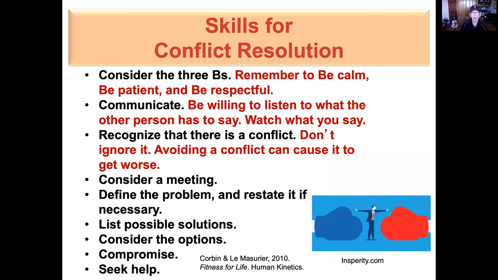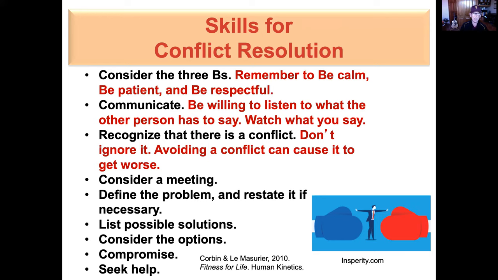Then we provide, and the textbook provides, skills for conflict resolution that the students can look at, study and use in their answers. For example, consider the three B's. Remember to be calm, be patient, and be respectful. Communicate. Be willing to listen to what the other person has to say. Watch what you say. Recognize that there is a conflict. Don't ignore it. Avoiding a conflict can cause it to get worse.